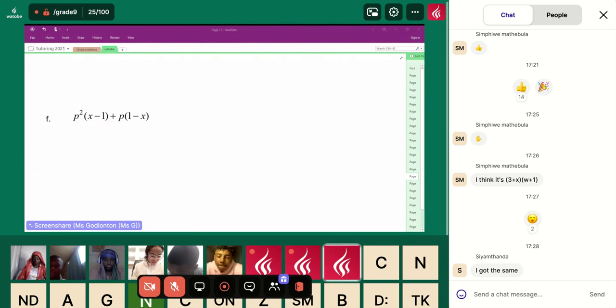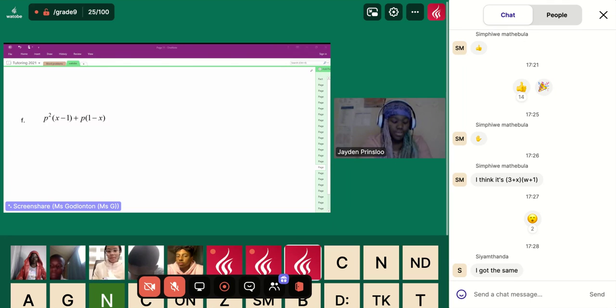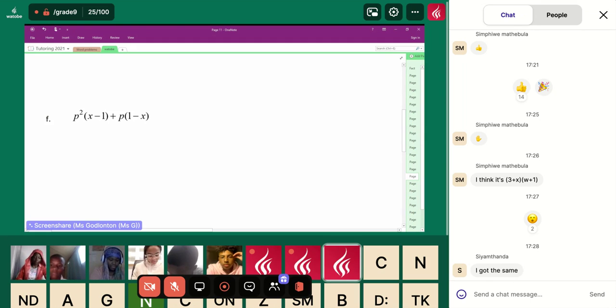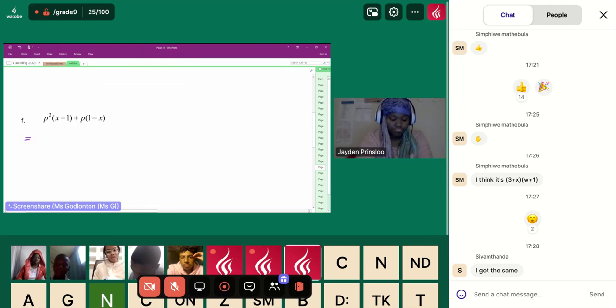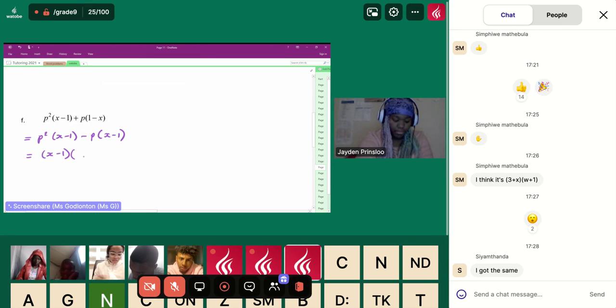Jaden, I'm picking on you because you're also one of our front runners in the exercises. How did you find this question? Ma'am, I was okay with this question until the last step. Okay, can you talk me through what you've done so far? I did the switcheroo. So we made this squared. And then I said X minus 1. And then bracket P squared minus P.